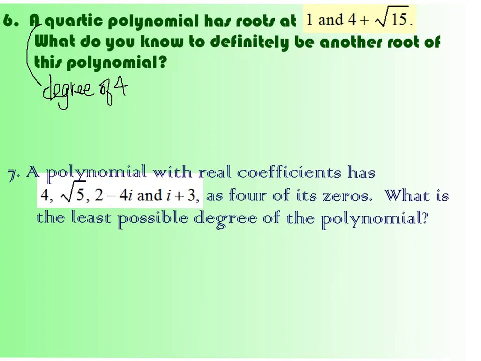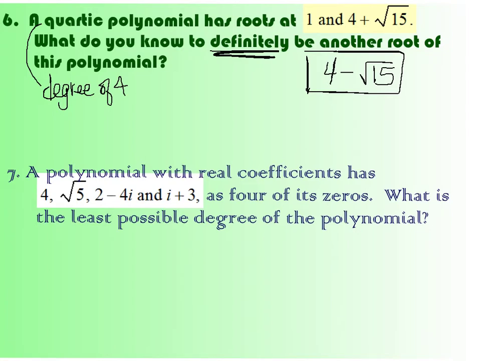It says, what do you know to definitely be another root of this polynomial? Well, since we can't see the polynomial, it doesn't actually give it to us. The only thing we definitely know to be another root is the conjugate of this root, since it has a square root in it. And the conjugate of that root is 4 minus the square root of 15. So that's what we know to definitely be another root. The conjugate root theorem tells us that if we have a square root or an i, that we definitely have its conjugate as another root.